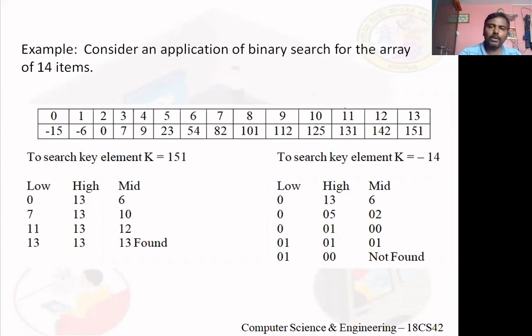So now I compare minus 14 with minus 6. Mismatch. So then minus 14 is less than minus 6, which means I should traverse the left side. Left side means what are the low and high indices? The low index of the previous subarray is retained as it is.